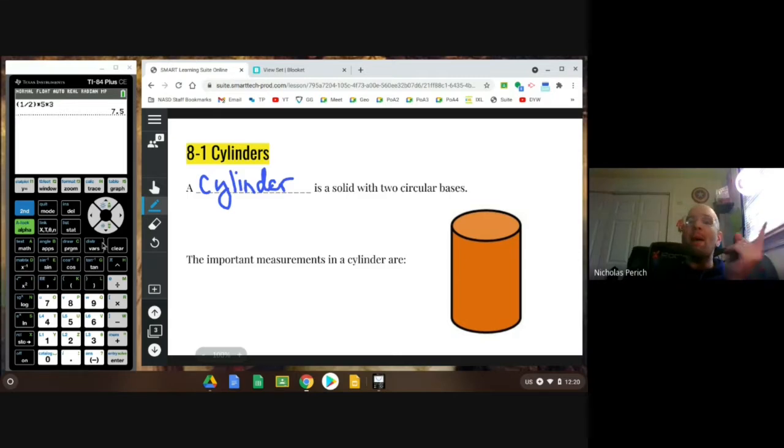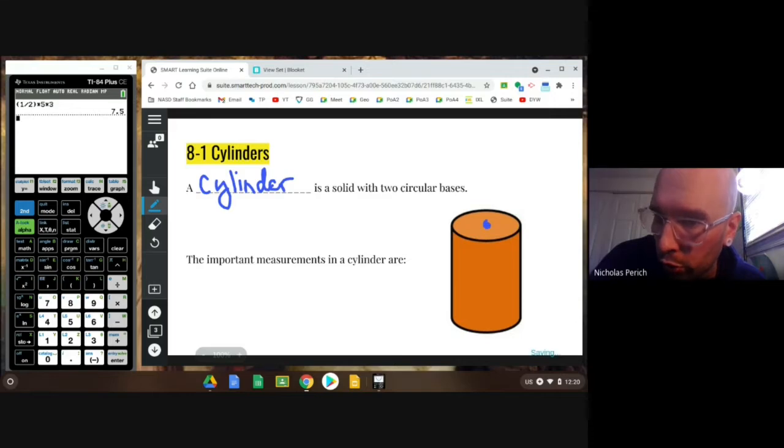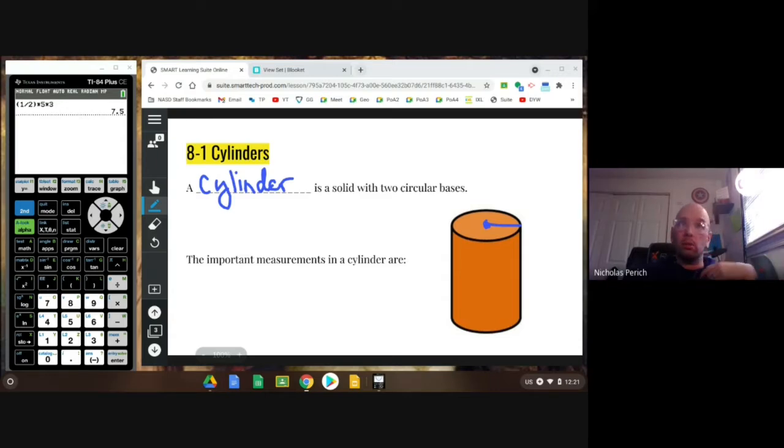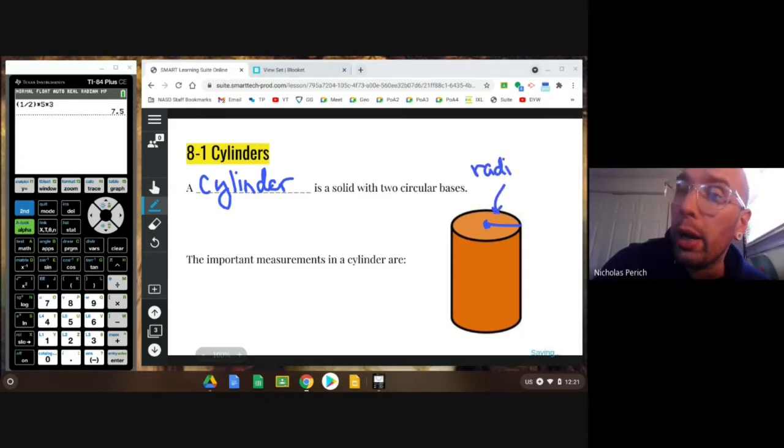The important measurements in a cylinder are this. I'm going to take one of my circles, put a point right in the middle of it, and draw a line off to the side. In the chat, write out what you think that's called. I'll give you 10 seconds. It starts with an R. I don't care if you misspell it. Spelling doesn't matter to me. So radius, according to Alex, is that guy. Good. It is the radius.